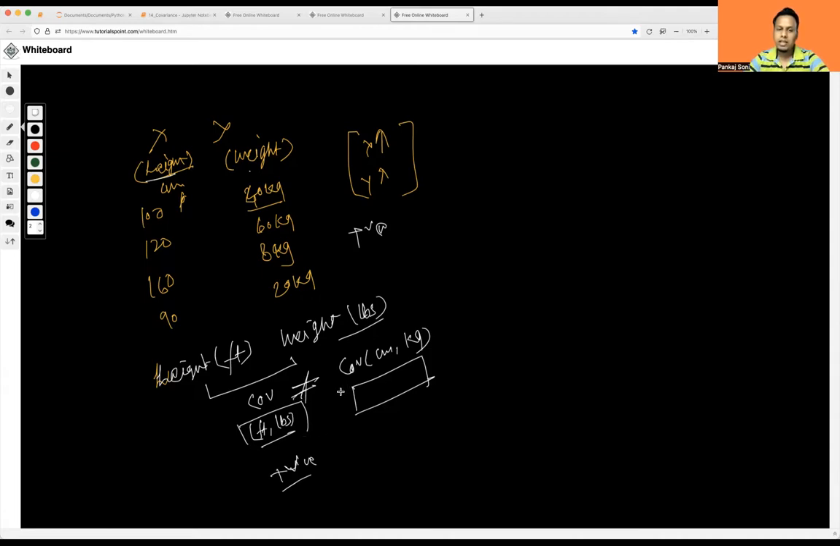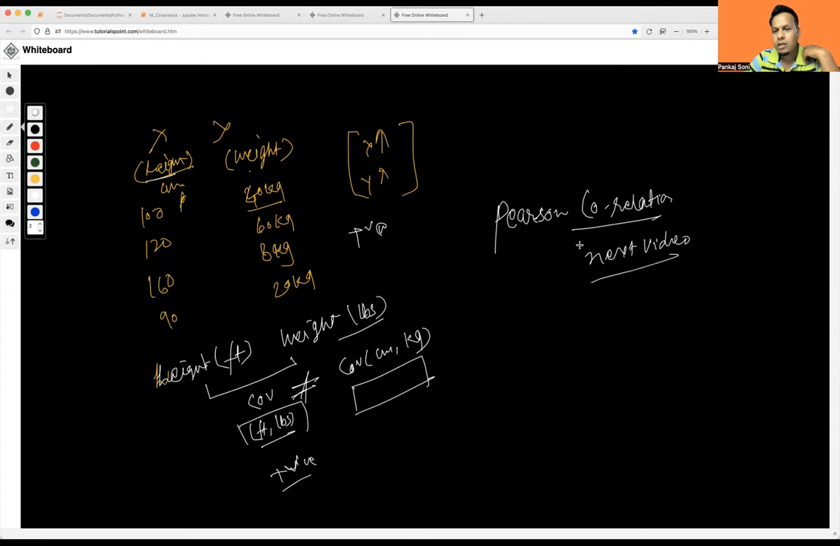So this kind of problem cannot be determined with the help of covariance. To fix this problem, we have something called Pearson correlation, which we'll see in the next video. We'll see how Pearson correlation solves this particular problem. When you change the unit, it should still give the same result. Okay, we'll see that in the next video.